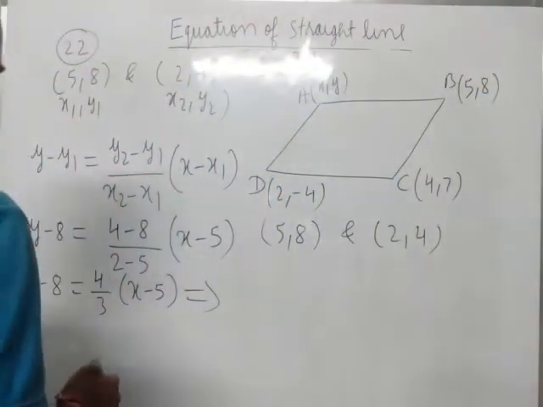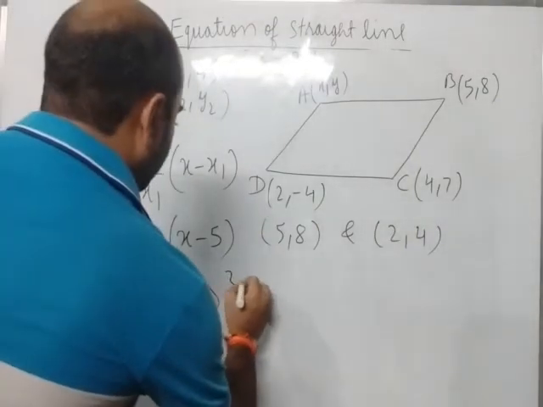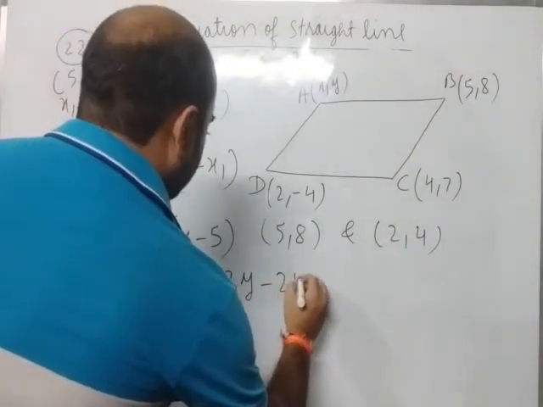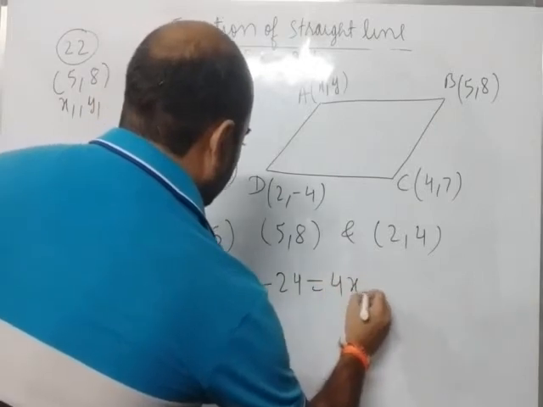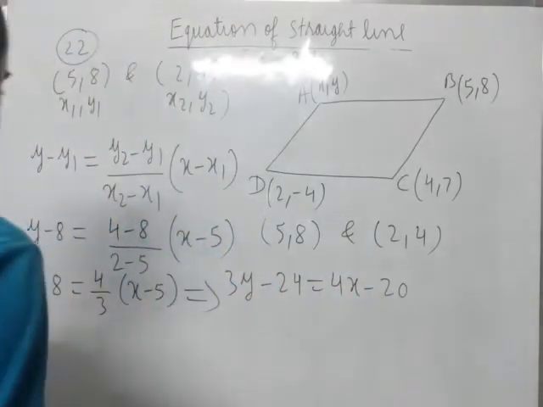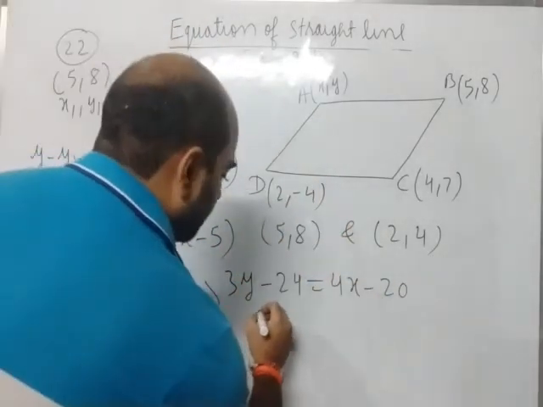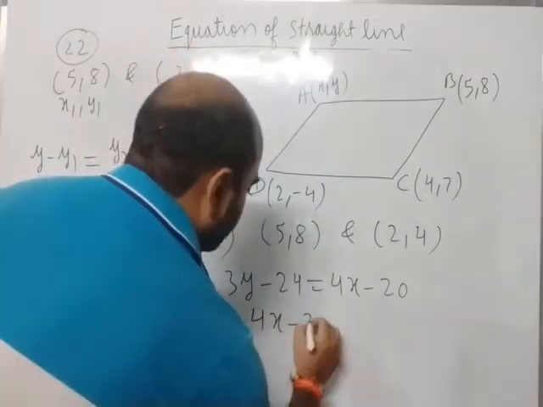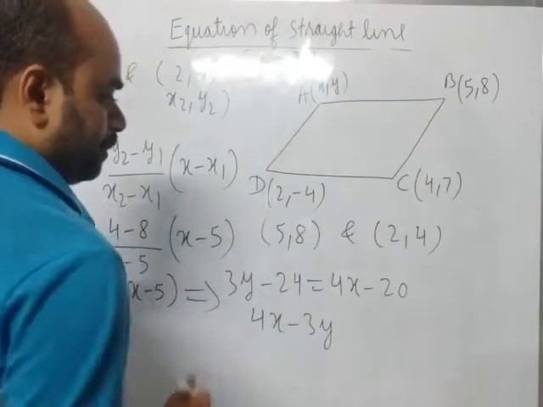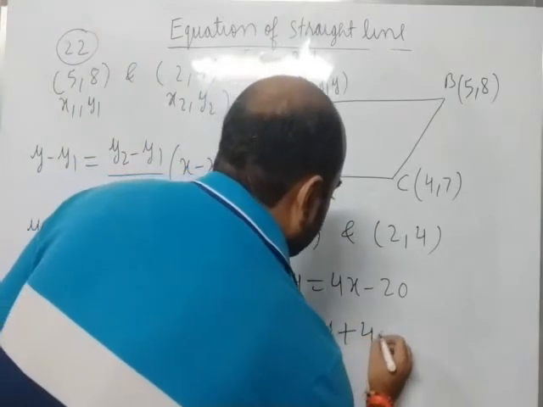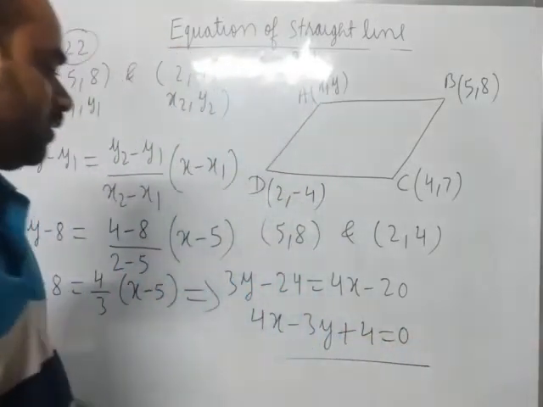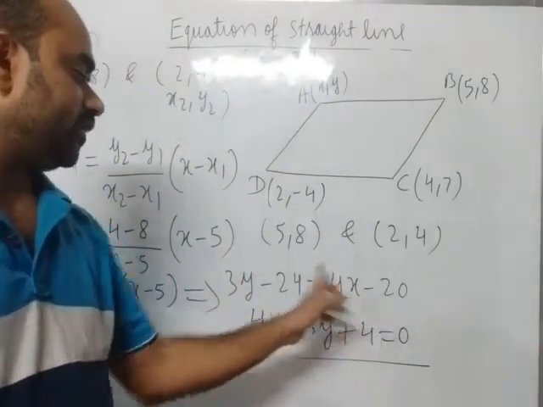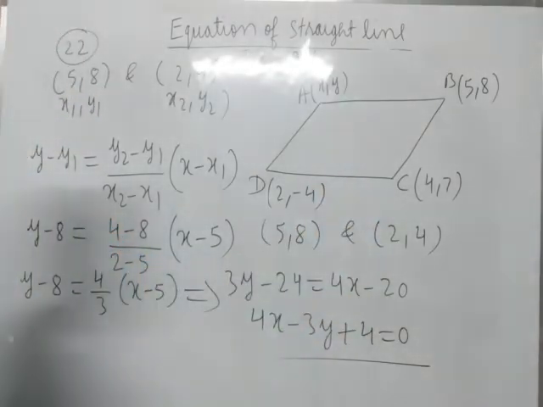Then multiply. Finally, this will come 3y minus 24 is equal to 4x minus 20. Then finally the equation will come 4x minus 3y plus 4 is equal to 0. You can check: 4x minus 3y plus 24 minus 20, that is plus 4.